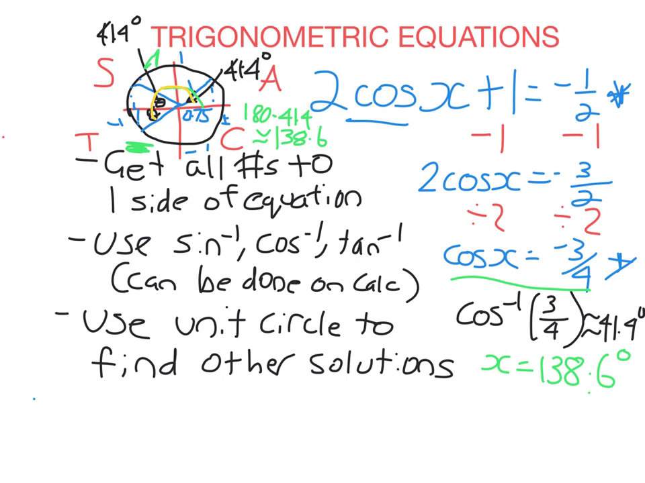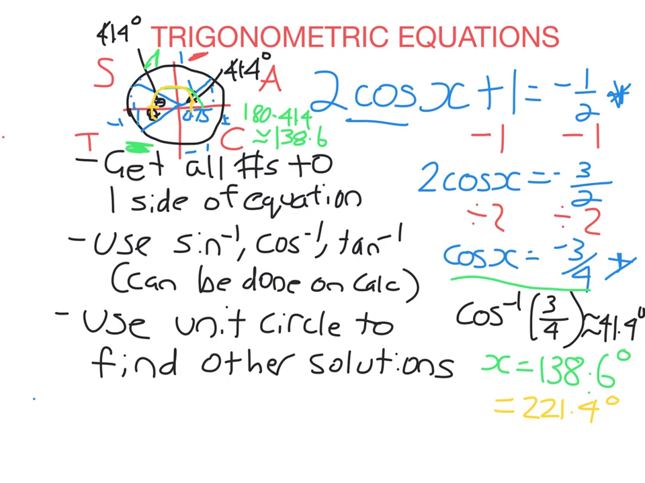So the angle in yellow is going to be 180 from here all the way to here, and then we add another 41.4. So 180 plus 41.4 gives us 221.4 degrees. So these are the only two solutions, and I know that because cos is positive in the other two quadrants that I didn't try.